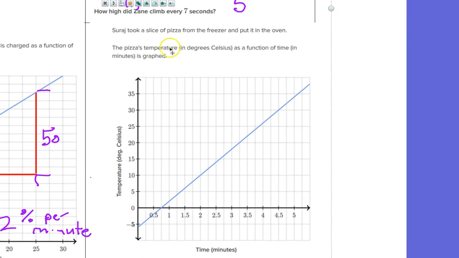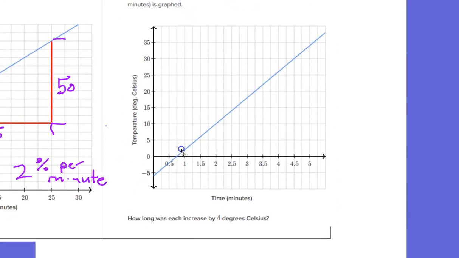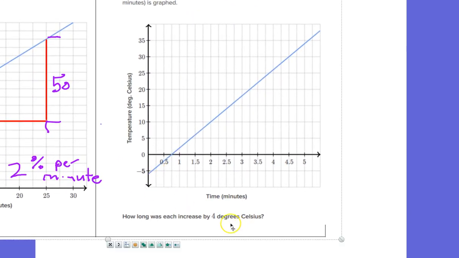Suraj took his frozen pizza out of the freezer again and put it into the oven. It's down here and it's -5, so that's past freezing. The pizza's temperature in degrees Celsius as a function of time is graphed. How long was each increase by 4 degrees Celsius? So we want to know how long did it take to go from here to here, a little bit less than 5. Now for that, we need to know what the slope is. In other words, how long is it going to take for 1 degree change in Celsius?